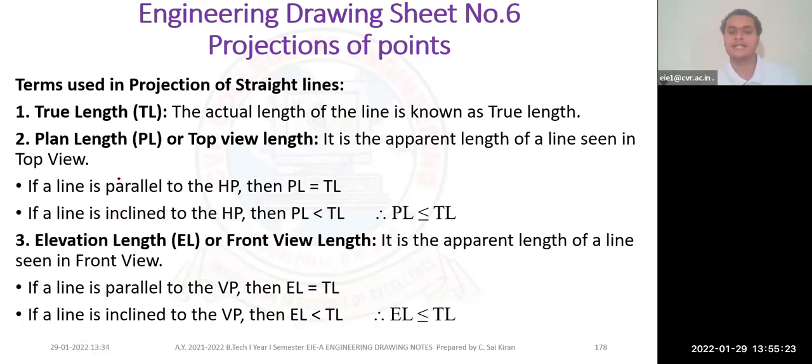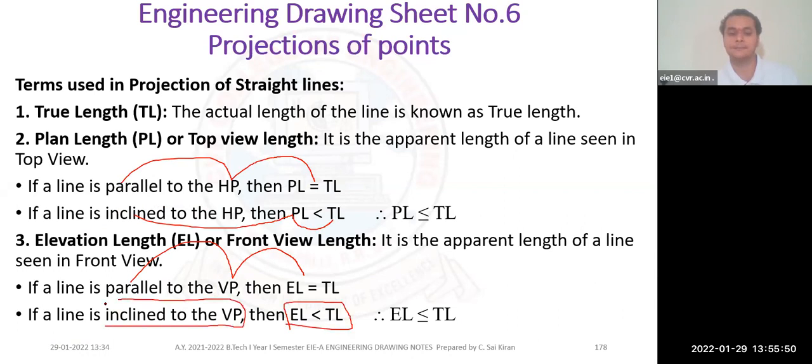Whenever a line is parallel to HP, plan length equals true length. Whenever a line is parallel to VP, elevation length equals true length. And whenever a line is inclined, whether 0 degrees, 1 degree, up to 89 degrees, plan length is less than true length. Similarly, elevation length is less than true length if the line is inclined to VP.